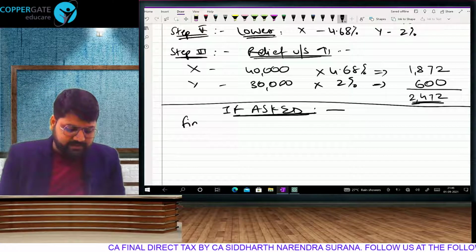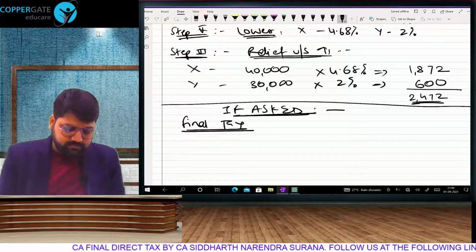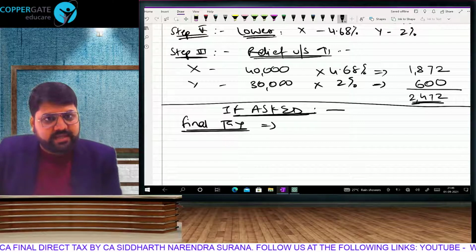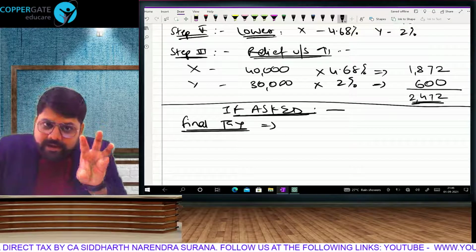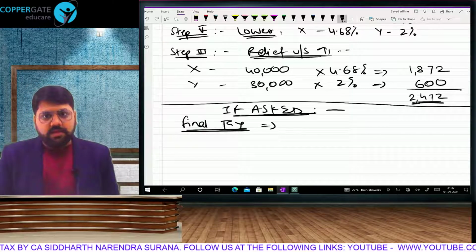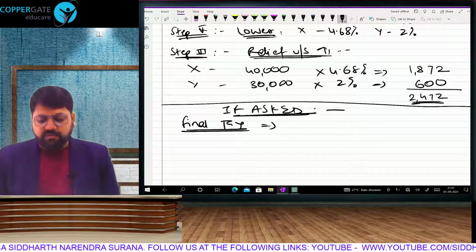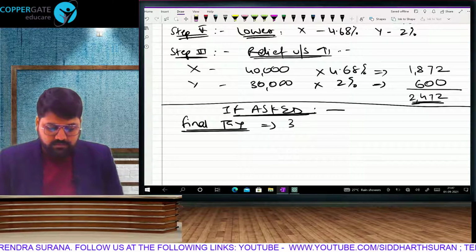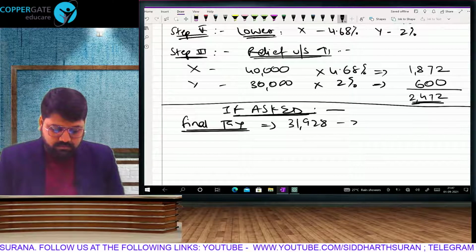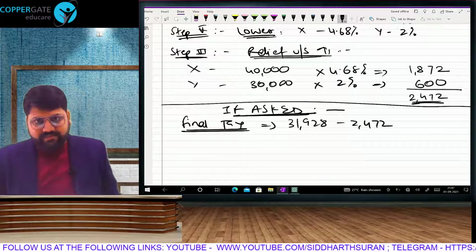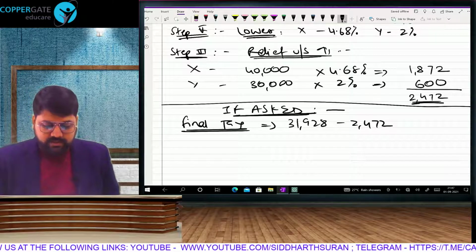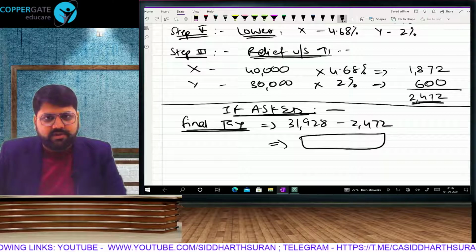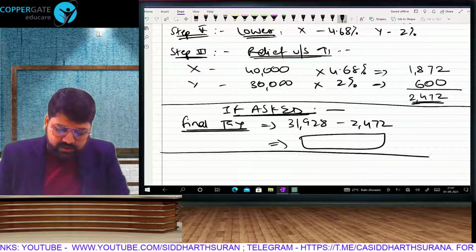what will be your final tax? This question is not asking, but I am not here to do this question, yaar. I am here to make your mind clear about everything. Thought process. If asked, what will be your final tax liability? What minus what? 31,000 minus 2472. Tax before relief minus relief. Now whatever is the final answer that you and your calculator can enjoy with each other, this will be done only if asked. Have you understood this?